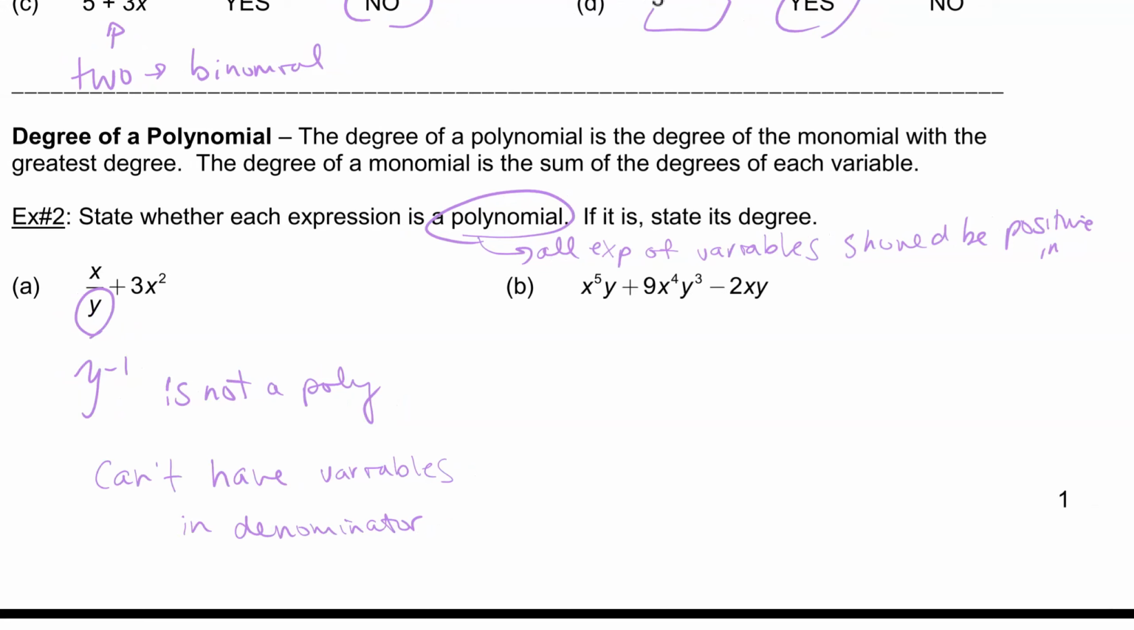So it should be positive integers. Let's look at this next one. So first, is this a polynomial? Yes, because all the exponents are positive integers. There's no variable that's in the denominator. So we're good.